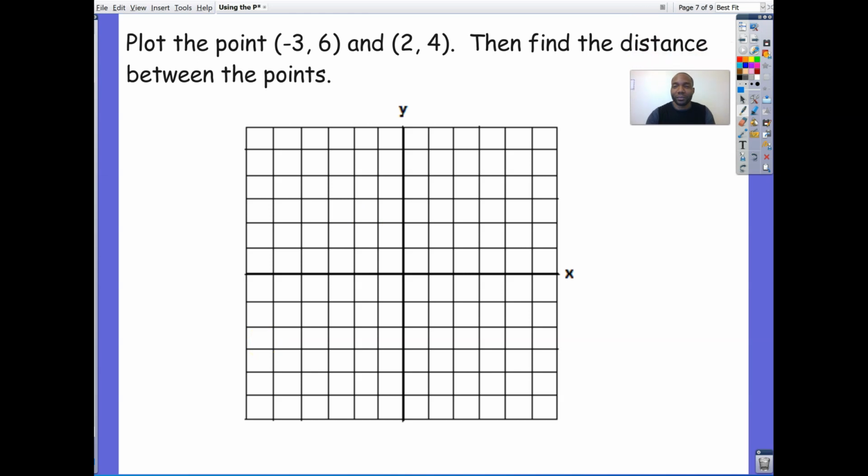So it says plot the points (-3, 6) and (2, 4). Then find the distance between the points. So let's go to (-3, 6). Negative 1, 2, 3, and 6 is 1, 2, 3, 4, 5, 6.